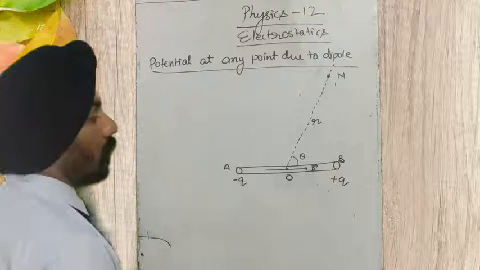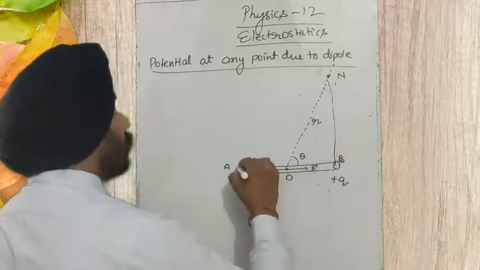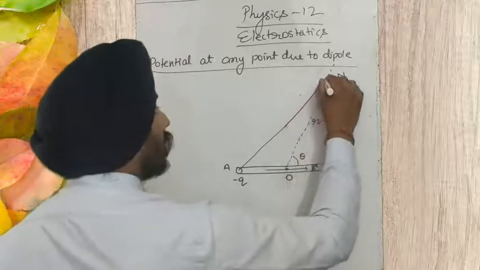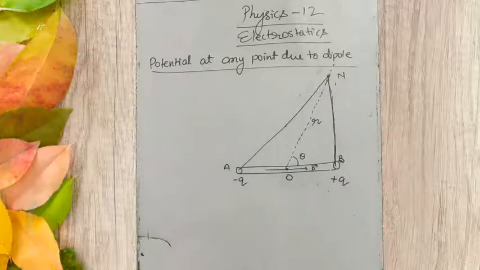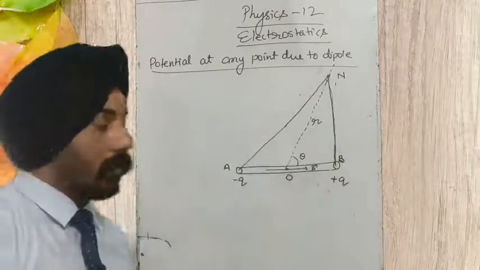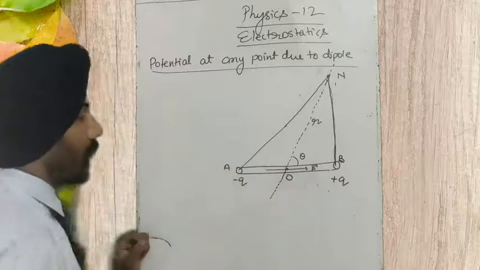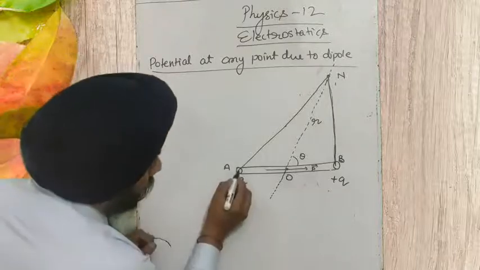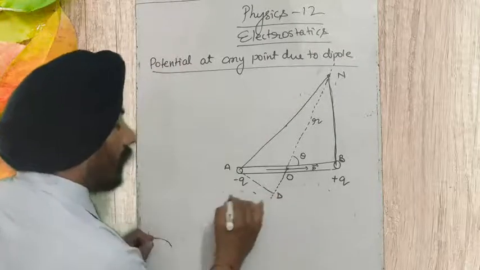So for that we have to join this point N with point B. We also need to calculate the distance of B to N and A to N. For that we are just going to elongate this line, and here we need to draw a perpendicular from point A to this line. Suppose this is meeting at point D.